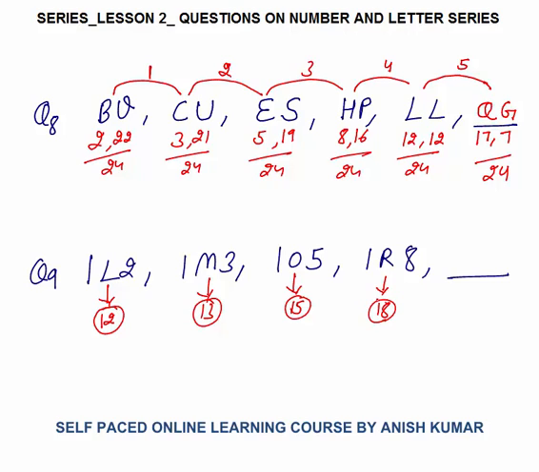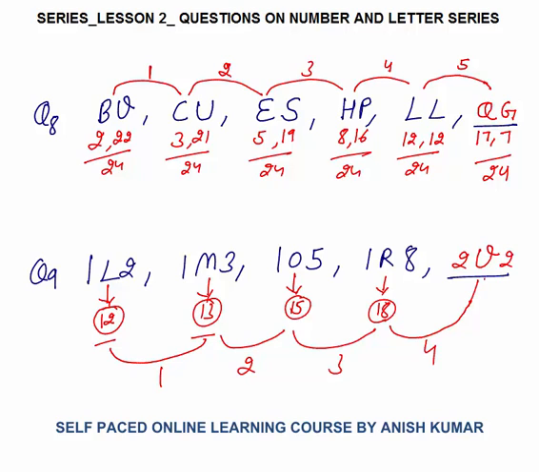Now what's the pattern? Now you can see that 12, 13, 15, 18. What's the pattern? 12 and 13, the gap is 1, the gap is 2, the gap is 3, then the gap will be 4. Now 18 plus 4, 22 means V. That will be the alphabet. The numbers around would be 2 and 2 because V is 22. You know that V is 22. So then the numbers on the left and right of V would be 2 and 2, same as the previous number.